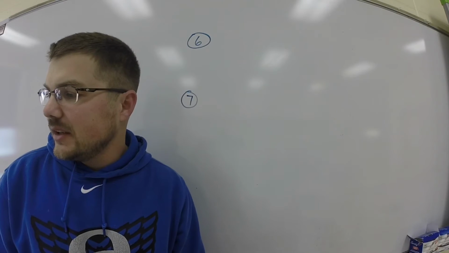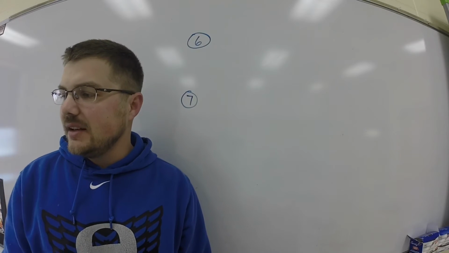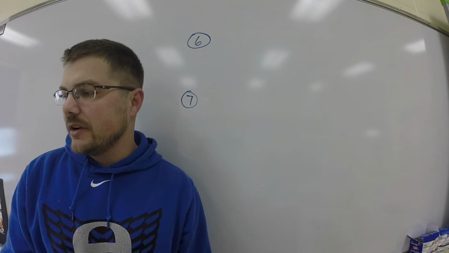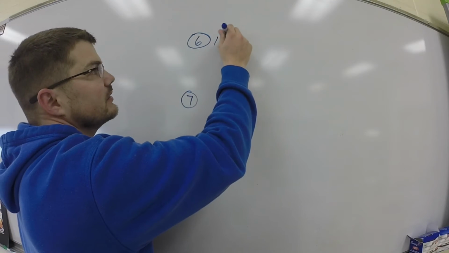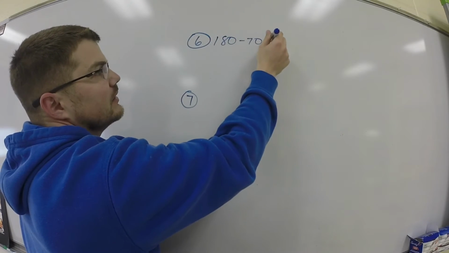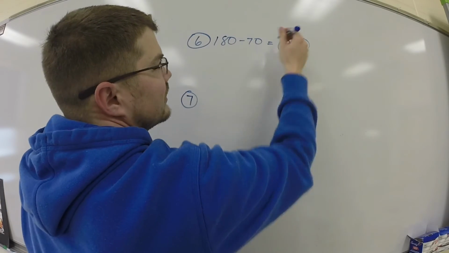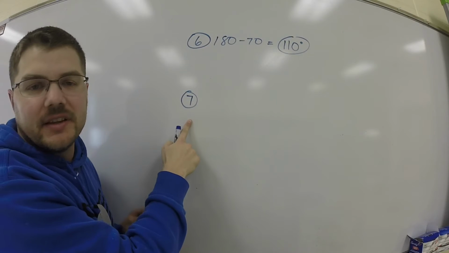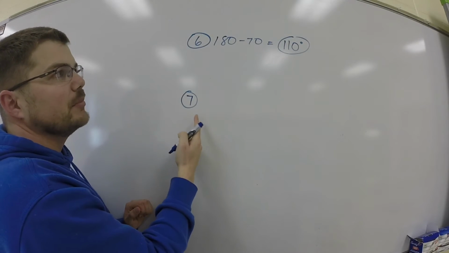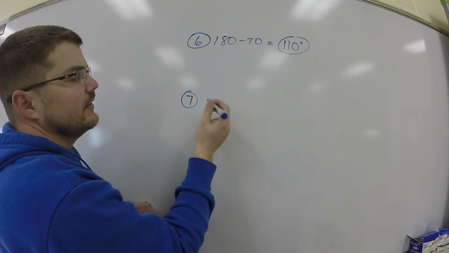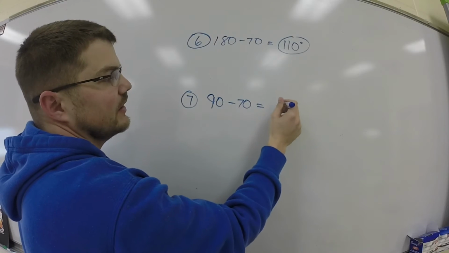Okay, number 6, what is the supplement of 70 degrees? So it's saying 70 is supplementary with what other angle? And so to find that, we'll just say 180 minus 70. So the supplement of 70 degrees is 110. And number 7 says what is the complement of 70 degrees? So what angle is complementary to 70? And that adds to 90, so I'll say 90 minus 70, and that's 20 degrees.